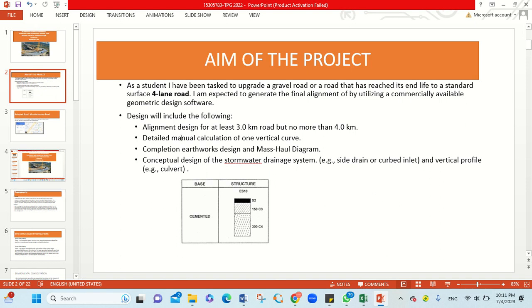The design will include the following: alignment design for at least 3 kilometers of road, but not more than 4 kilometers; a detailed manual calculation for one vertical curve; earthworks design and mass haul diagram; and conceptual design for the stormwater drainage system, for example, side drains or culverts.